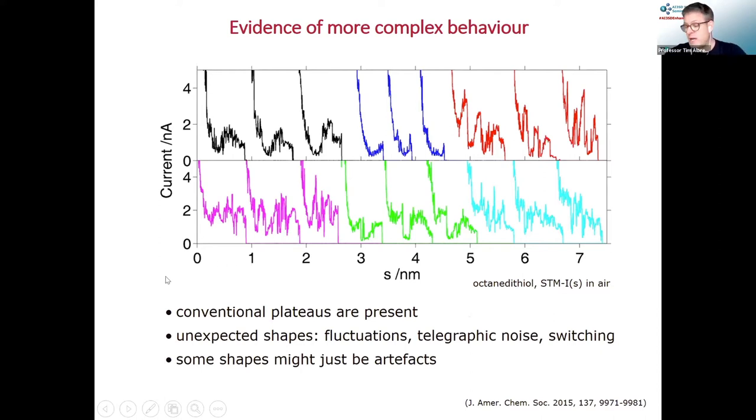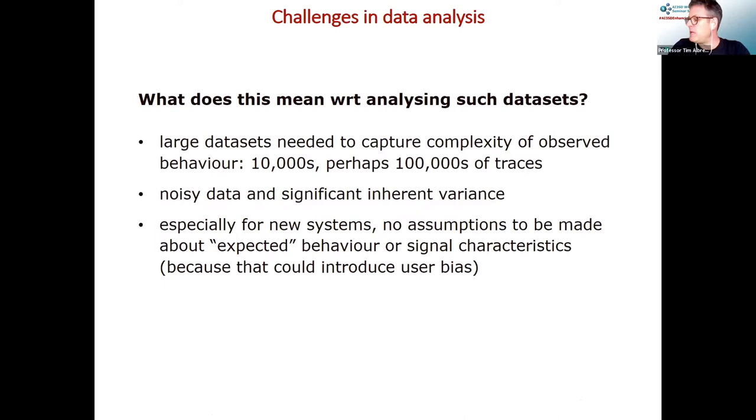So what we find is that while the conventionally expected plateaus of the ideal scenario are present, there are also lots of unexpected shapes, fluctuations, telegraphic noise, switching, right? Some of these might just be artifacts, in the sense that there may have been some environmental perturbation, someone slamming the door or something like that, okay? Which causes a certain response in the system, but is not physically meaningful.